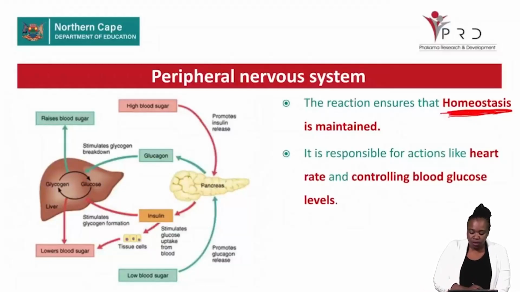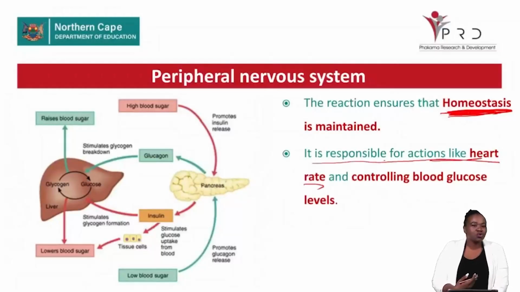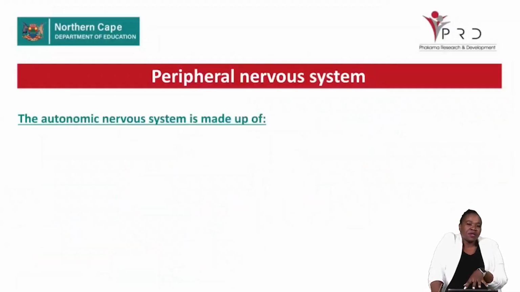So now with the autonomic nervous system, it is responsible for actions like heart rate. So you do not decide whether you want your heart to beat or not, right? The heart will beat on its own, right? Controlling the blood glucose levels. As you eat your food, your glucose levels would increase. Maintaining or controlling these blood glucose levels is a responsibility of the autonomic nervous system, and it will make sure that those glucose levels are kept constant to make sure that the internal environment remains constant. There isn't any major increases or major decreases. Right, okay.